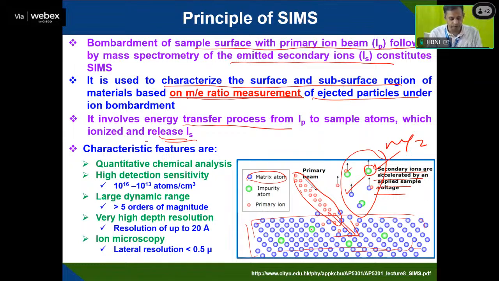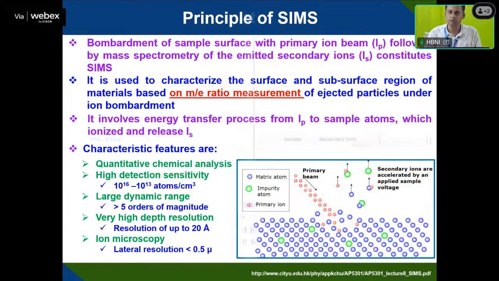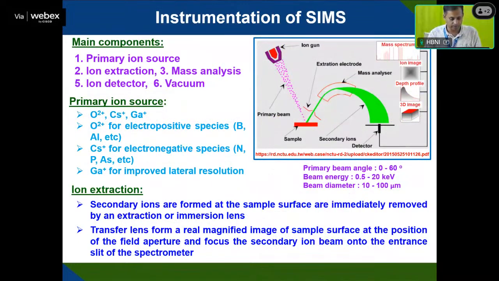The characteristic features are mainly that quantitative analysis is possible using this technique. It has very high detection sensitivity, of the order of 10 to the power 16 to 10 to the power 13 atoms per centimeter cube, a dynamic range of up to 5 orders of magnitude, and very high depth resolution, up to 20 angstrom. The lateral resolution is so high that ion microscopy is possible using secondary ion mass spectroscopy.